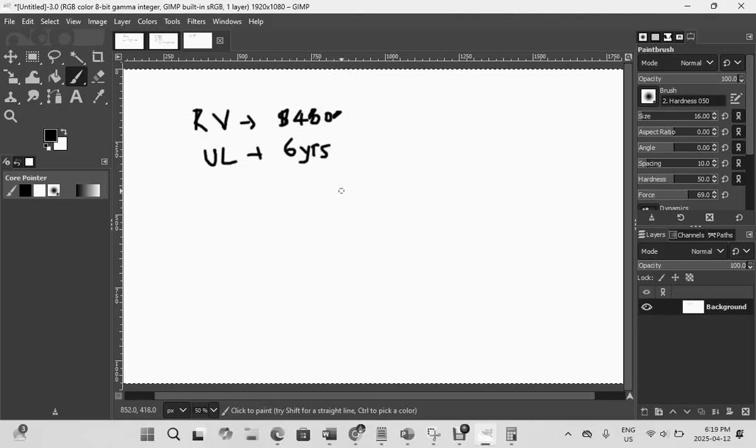So at the end of this useful life, the salvage value of the copy machine will be 0. Which means if you write this in an equation, this will be depreciation expense equals 4,800 minus 0, divided by 6 years.